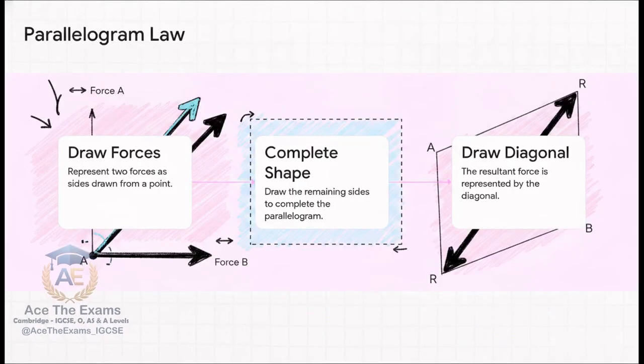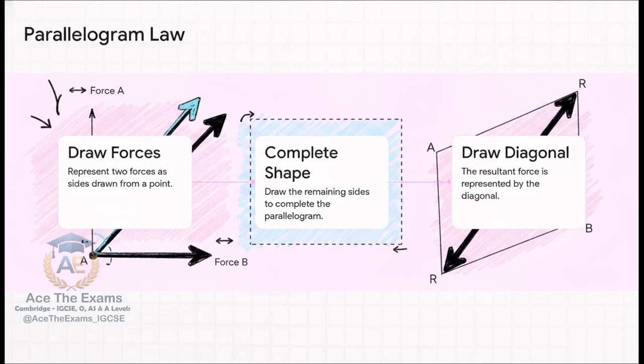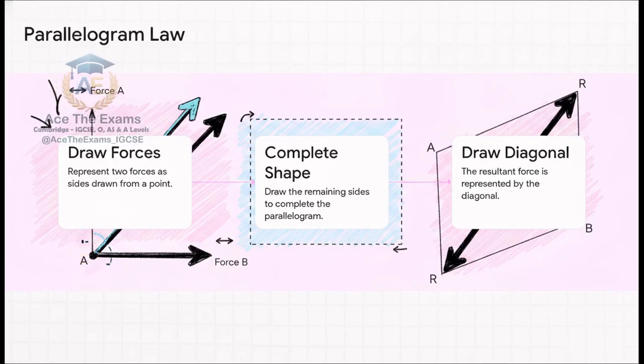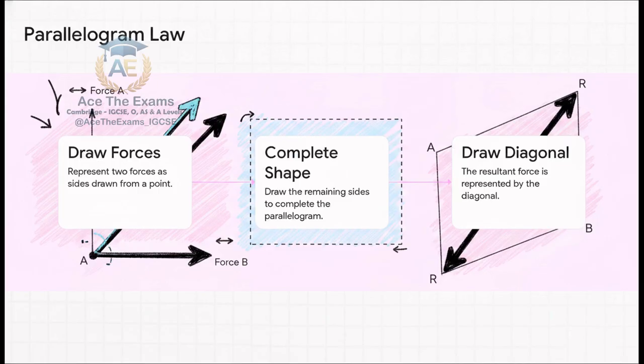But in the real world, things get messy. What happens when multiple forces are yanking on an object at the same time? Enter the parallelogram law. It's this brilliant geometric trick. You just draw your two forces as the sides of a parallelogram, complete the shape, and boom, the diagonal line right through the middle gives you the exact resultant force. It tells you exactly where that object is going to go.